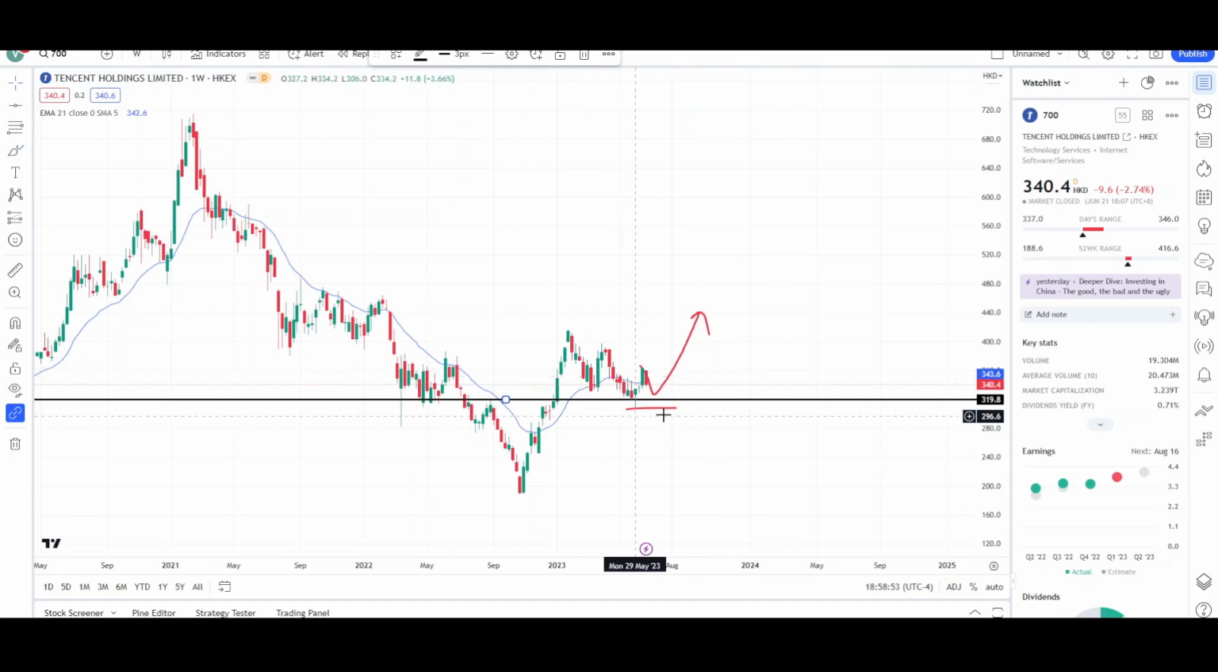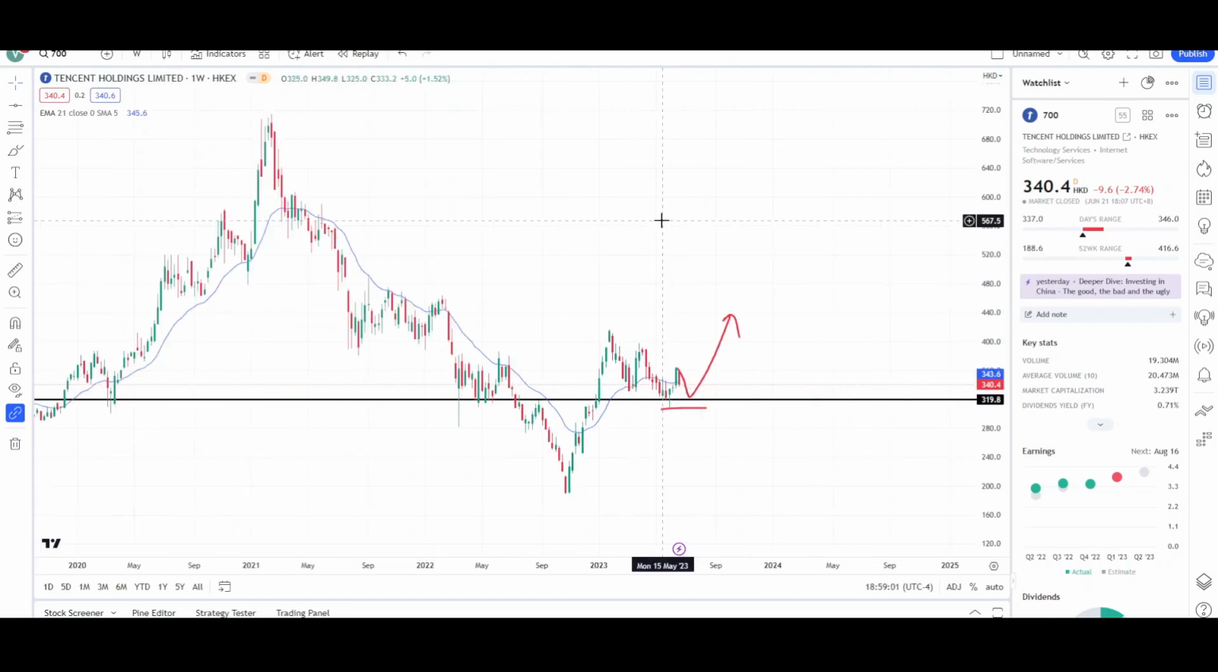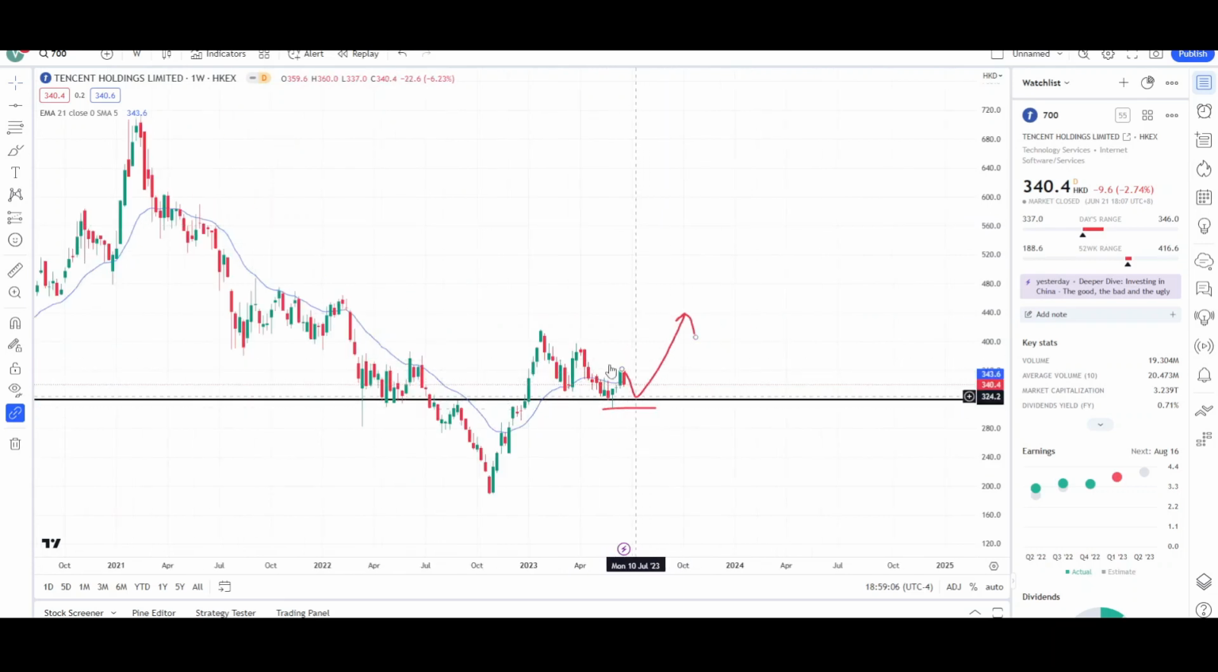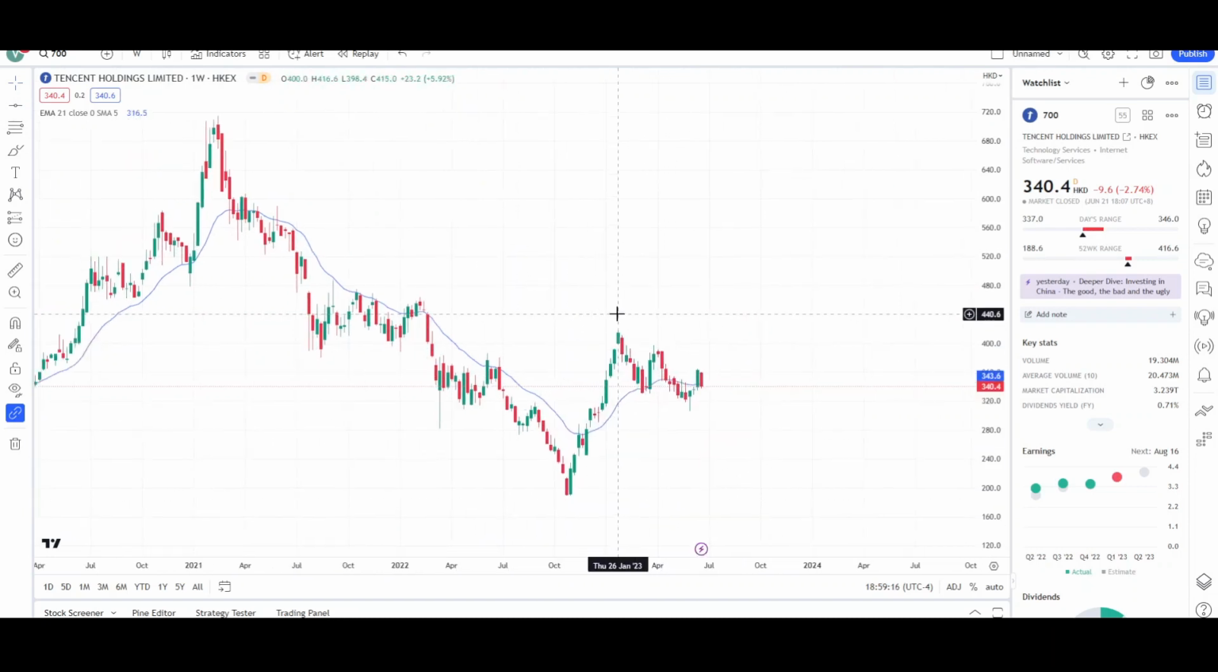But since it's staying above this level, there's still that opportunity for the buyers to trap the shorts to get that push up higher. So right now, we need to see prices strongly reverse any second now. Then that would be a very bullish sign. If not, then like I said before, we could be coming back down to this prior low. So that's all I have for Tencent on the daily and weekly charts.